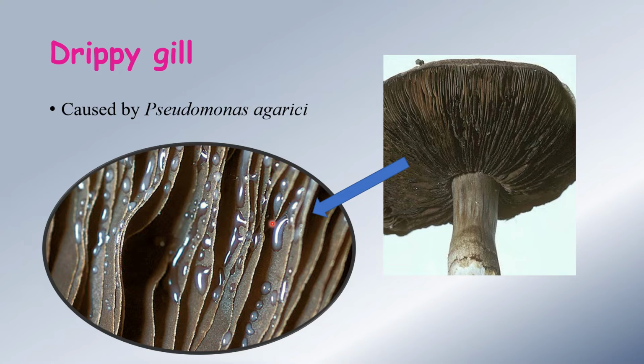The drops are full of bacterial pathogen that comes out from the gills. The bacterial droplets developing on the gills are the characteristic symptom of drippy gill. Hence it is called drippy gill. The drippy gill disease is caused by Pseudomonas agarici bacteria. The discrete bacterial droplets on the hymenial lamellae coalesce to form a ribbon of bacterial ooze.